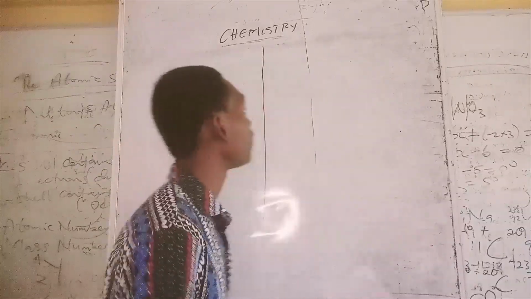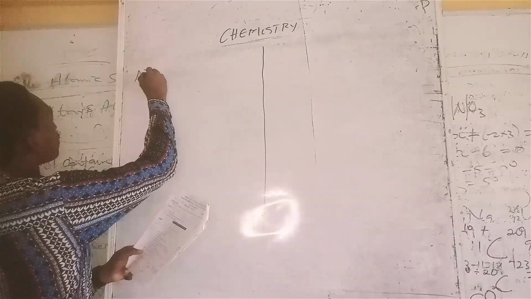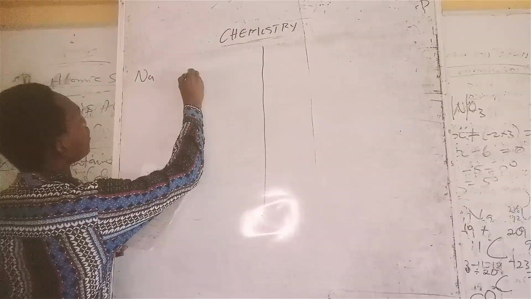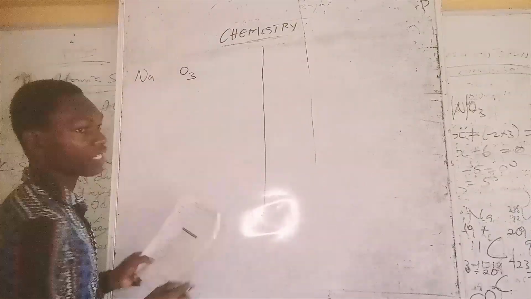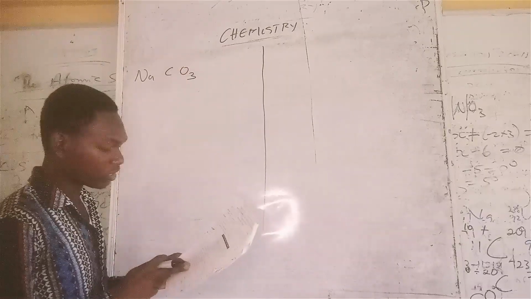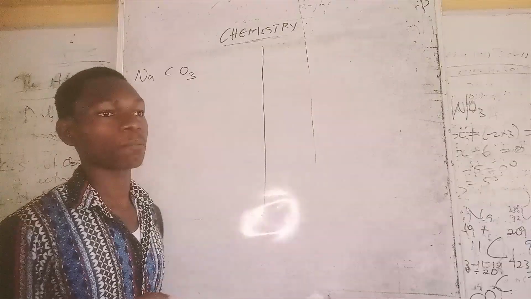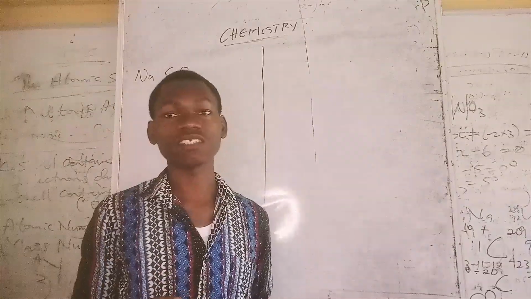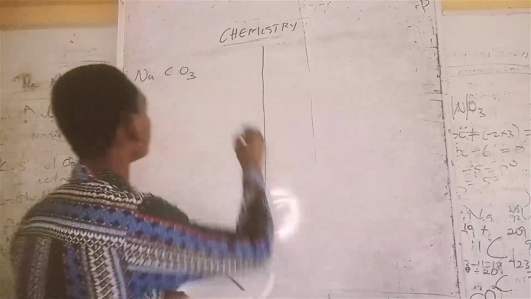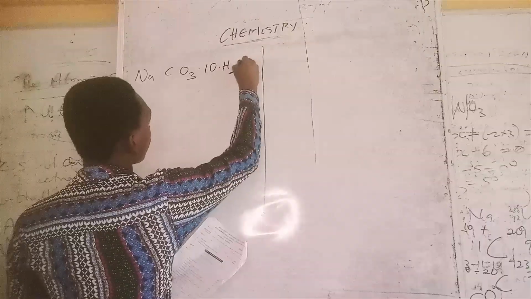Now let's identify the formula. The name says sodium trioxo, which means the oxo is appearing 3 times, carbonate, and you also see that it has decahydrate. Deca is a Greek prefix for 10. So when you hear the word deca, it simply means 10, and 10 hydrates means 10 molecules of water.